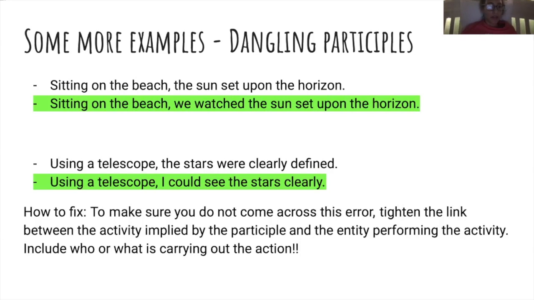And then under that, I also included a quick how-to fix. This came again from the text, but it said, to make sure you do not come across this error, tighten the link between the activity implied by the participle and the entity performing the activity. And you must include who or what is carrying out the action. So that's important in all of that, because you have to add who is doing the action in order for it to make sense.